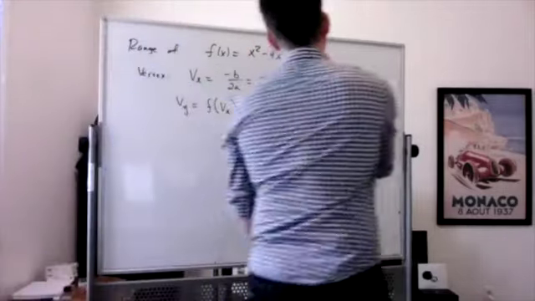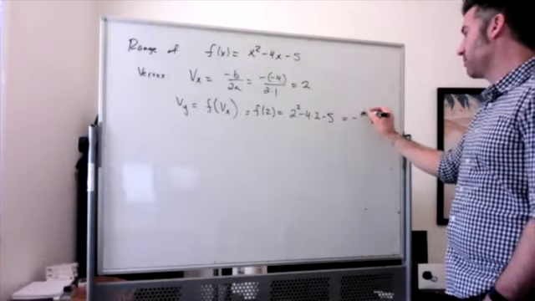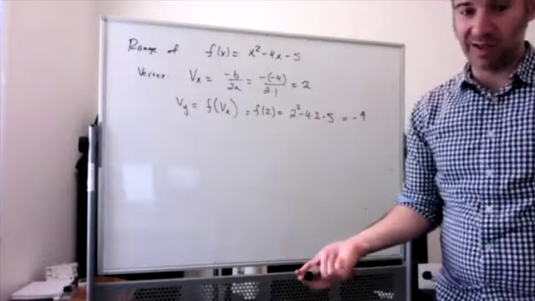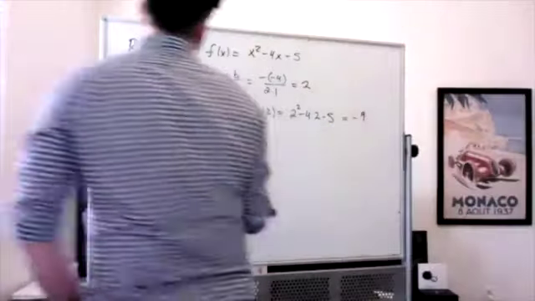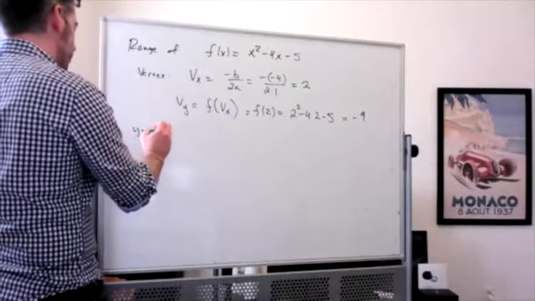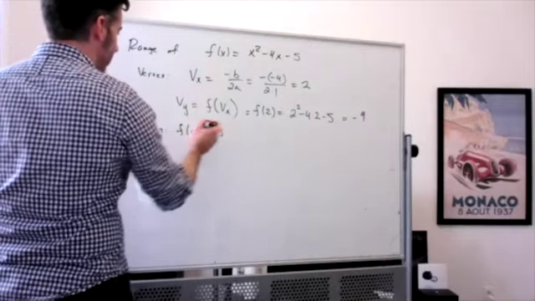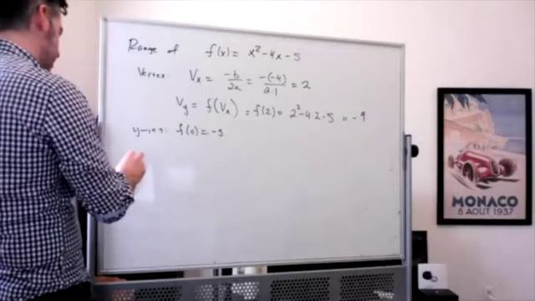That's 4 minus 8 is negative 4, minus 5 is negative 9. That's really all you actually need to know to answer this question. But if I was going to actually graph the thing, I'd also find the y-intercept, which if I plug in 0, I get negative 5. And I would also find the x-intercepts.